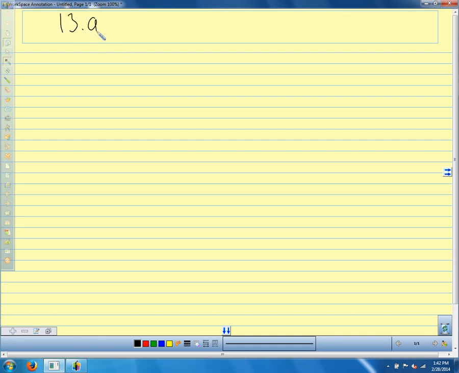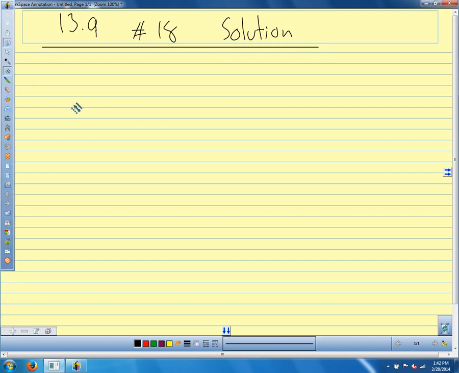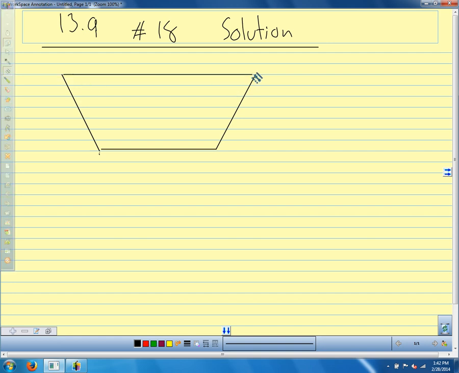All right, so we're doing section 13.9, number 18. So we have this trapezoidal trough that we're making by bending up the edges of a 30 unit sheet by some angle theta. So these sides are x, and extend this out. This angle is theta. That's 30 minus 2x. Like we talked about in class, this is x cosine theta and x sine theta.